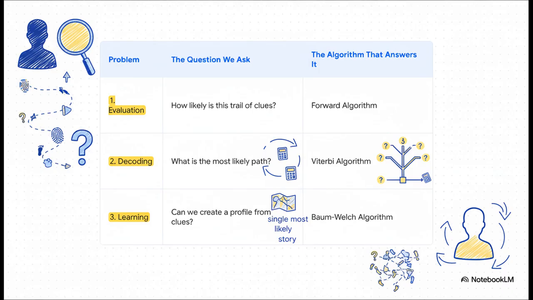Then there's decoding. We have the clues, and we ask, what's the single most likely story, the one best path our suspect took to create this mess? That's a job for the Viterbi algorithm. And finally, the toughest one, learning. What if we don't have a suspect profile? We just have tons of clues. Can we work backward from the evidence to create the profile from scratch? Yep, the Baum-Welch algorithm handles that.